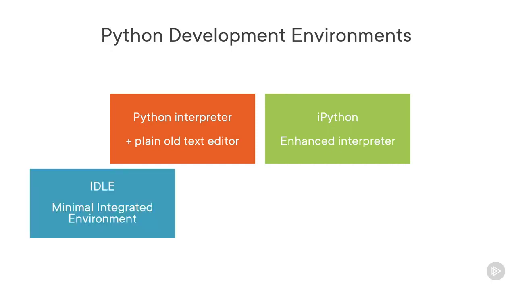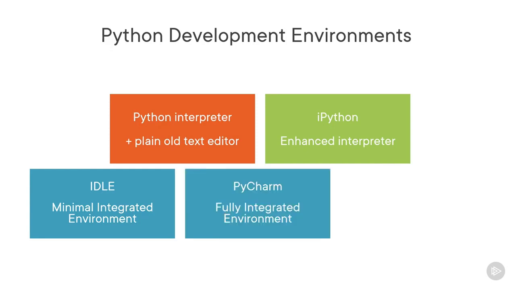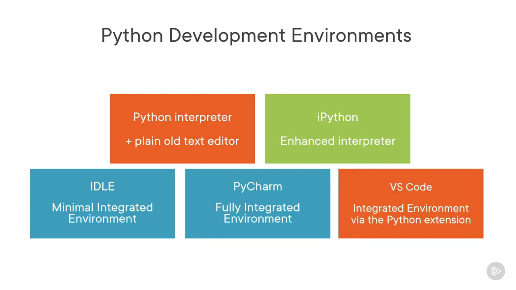And then you have something called IDLE, and IDLE is basically a minimal integrated environment, so it definitely falls short of a full IDE. And then you have something called PyCharm, and PyCharm is a fully integrated environment. So it's a full-blown IDE with full-blown first-class support for Python. And then you have VS Code, and VS Code gives you an IDE for Python, and it does that by loading an extension for Python into your VS Code.